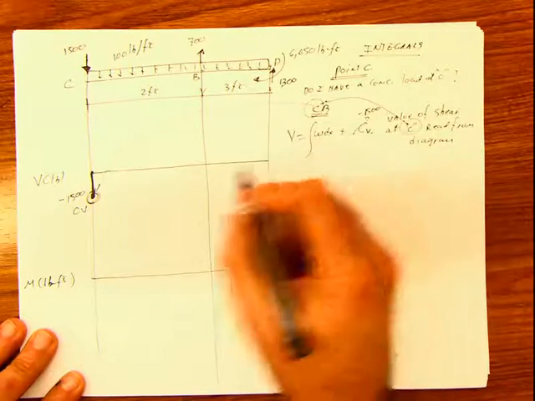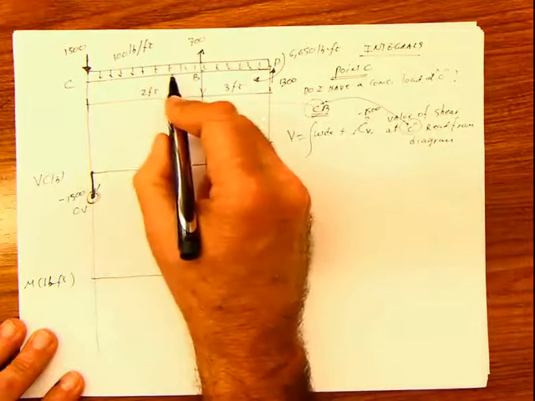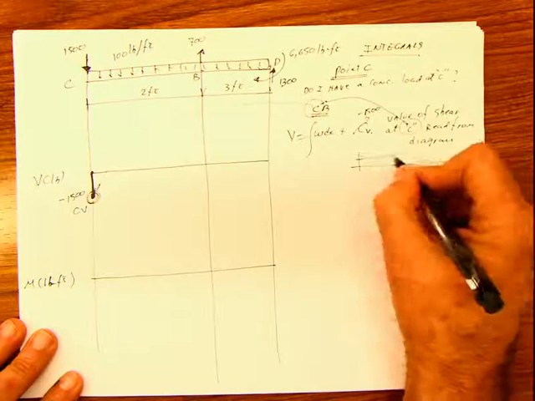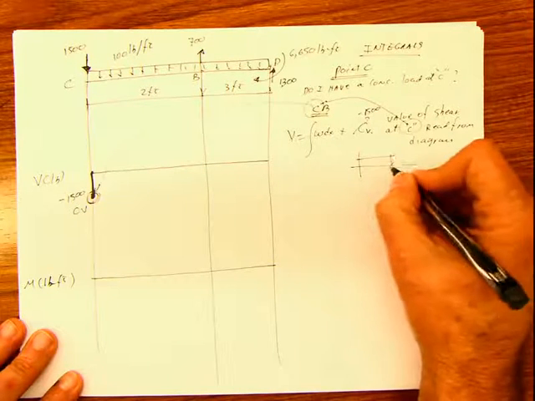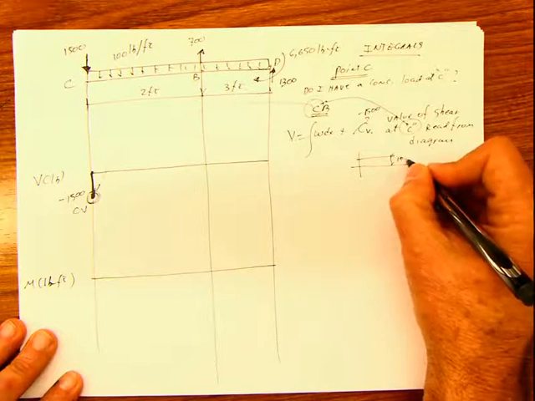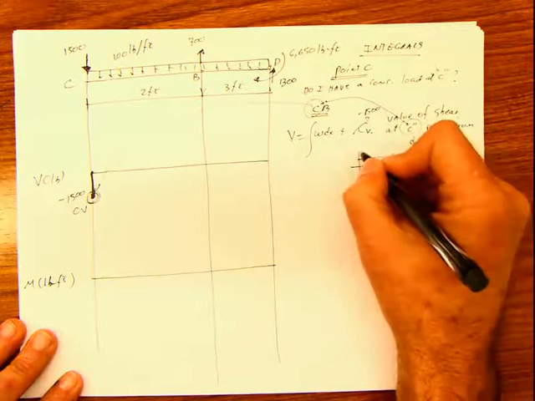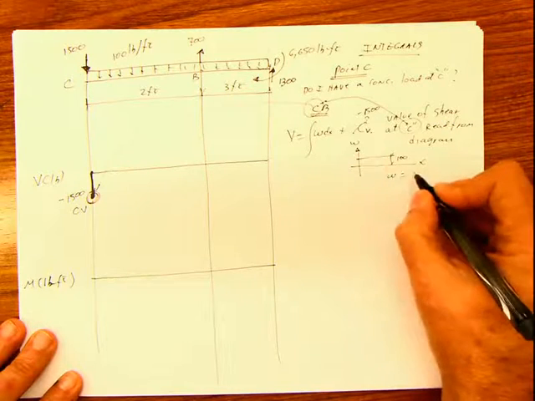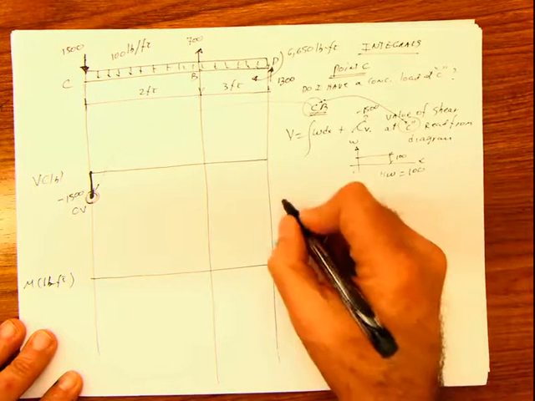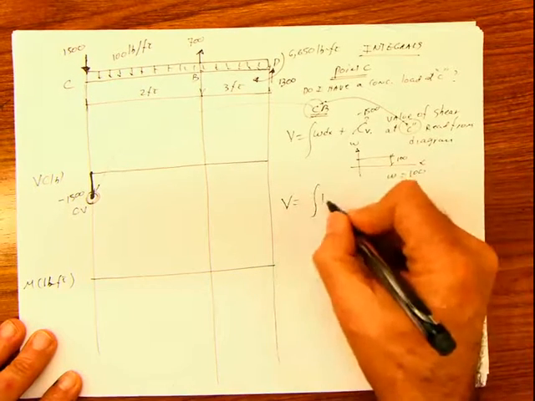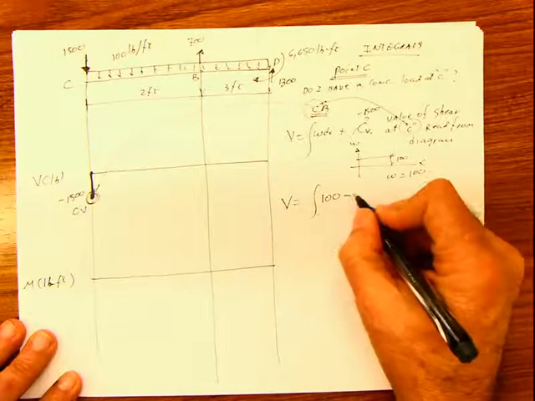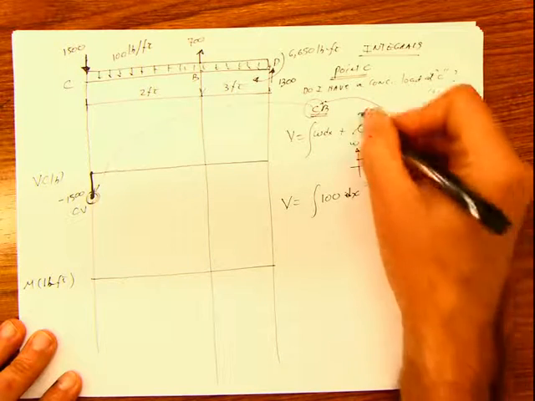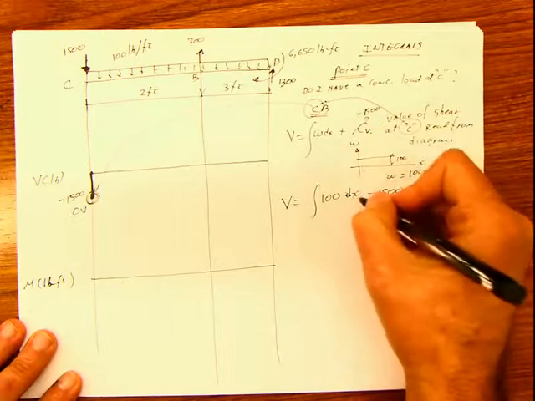Now, what is the value of the load here? Well, the load will be equivalent of having this line. And this height here is 100. So if this is X and this is Y or W, then the equation of that line is going to be W equal 100. So my shear is going to be the integral of 100 dx minus 1500. 1500 is this, and this is 100 plus dx.